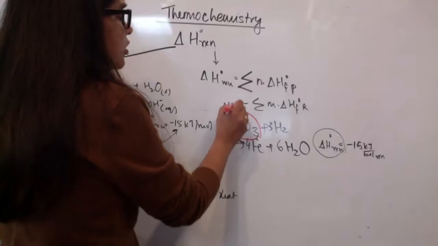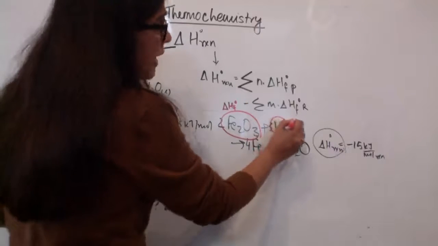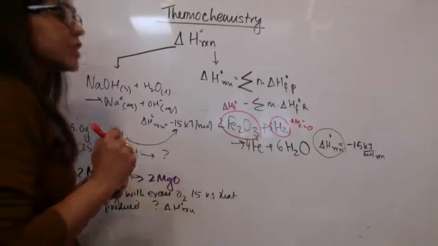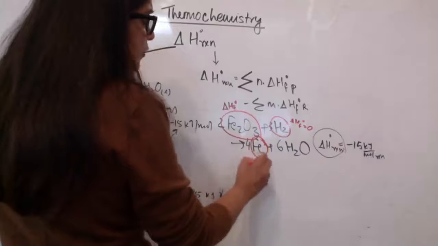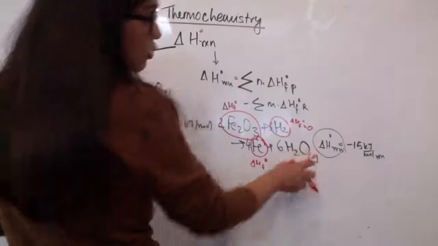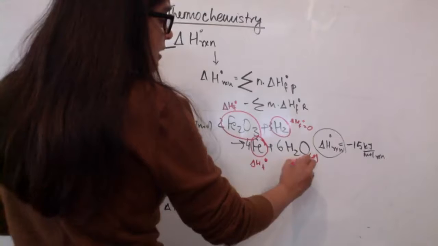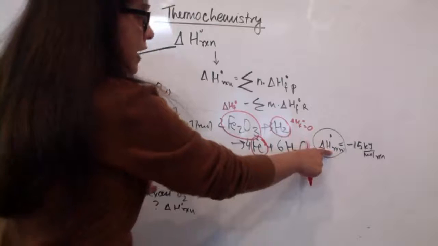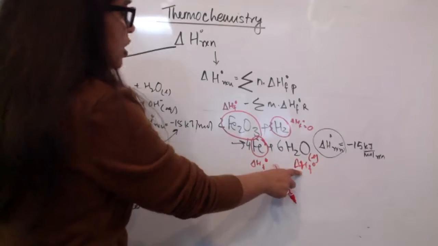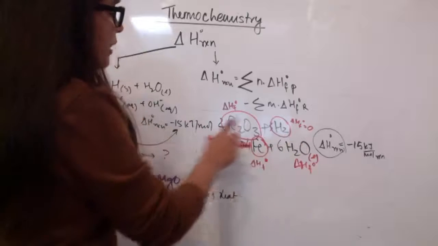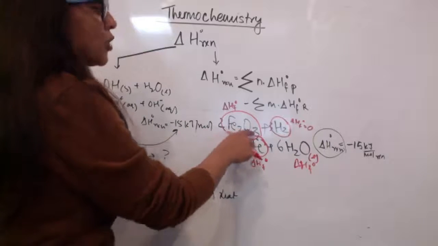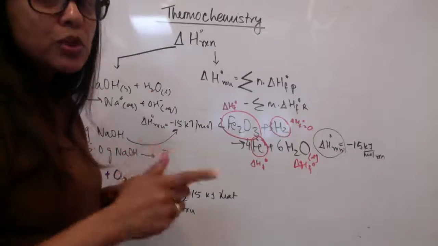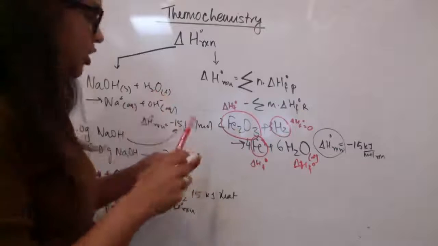Fe2O3 will have a heat of formation. H2 will have a heat of formation, but in gaseous state, it will be 0 because pure elements in their natural state have 0 heat of formation. Fe's heat of formation will be 0, and for water you need to know liquid or gas because heat of formation is different. So in this case, if we wanted to use heat of formation data to calculate heat of reaction, it will be 6 times heat of formation of water liquid minus 2 times heat of formation of Fe2O3. That will give us heat of reaction. So please distinguish between heat of reaction and heat of formation.